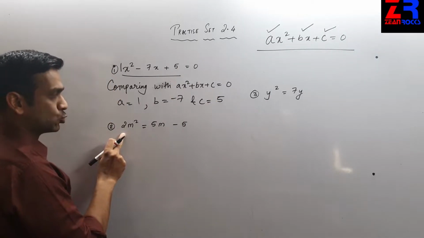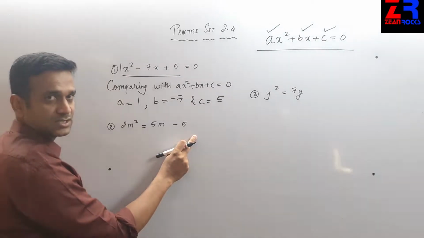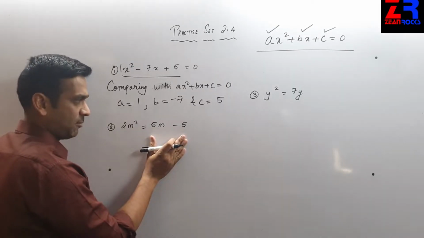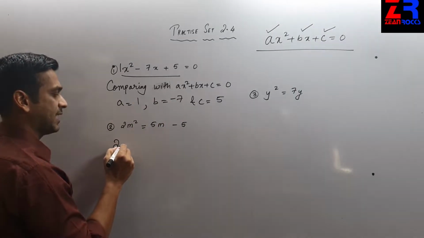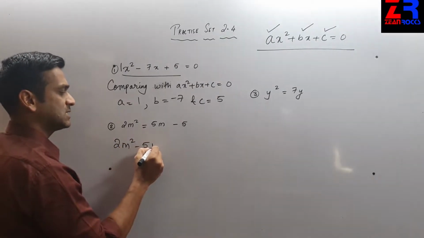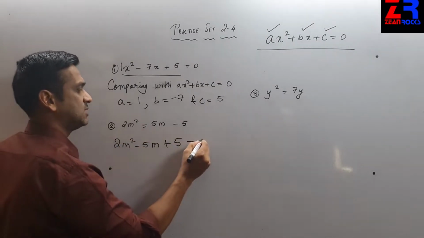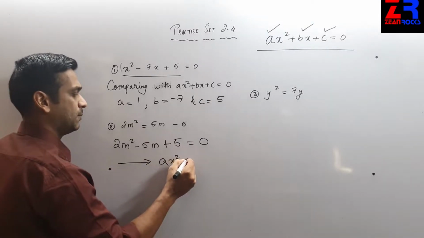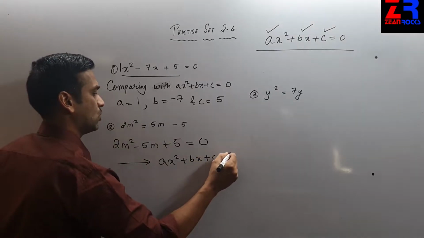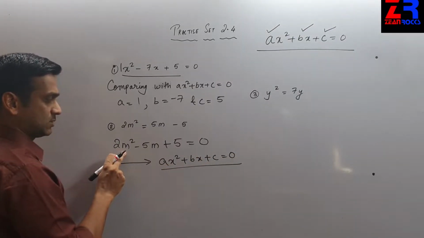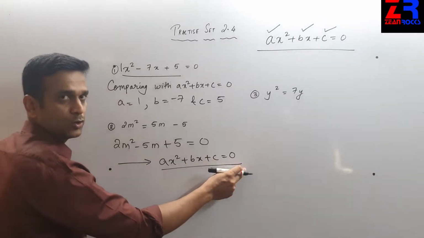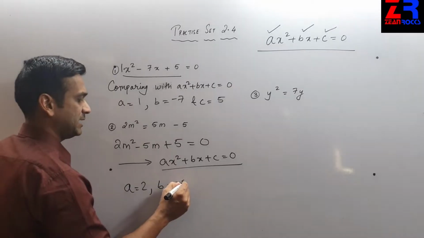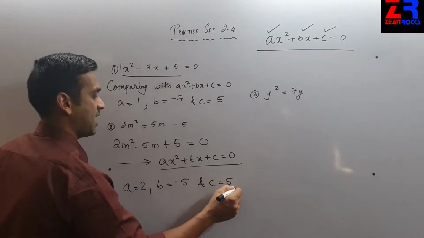The second question is 2m square is equal to 5m minus 5. You have to convert this question into a general or normal format. Take all the terms on the left hand side. You will get 2m square minus 5m plus 5 is equal to 0. When you compare this with ax square plus bx plus c is equal to 0, you will get the value of a as 2, b as minus 5 and c as 5.